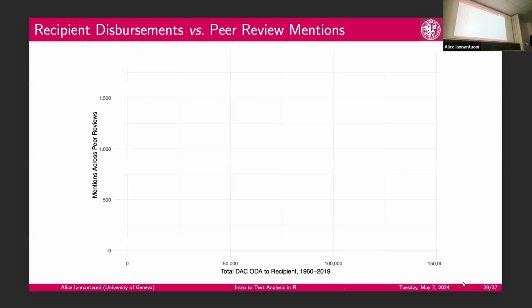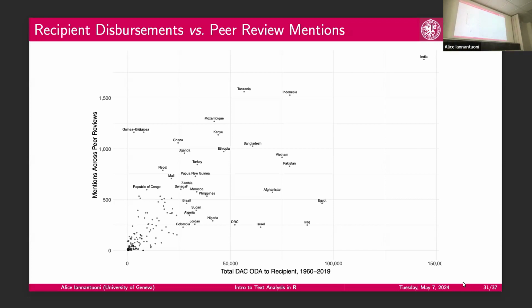So to show you some preliminary descriptives here, I'm going to show you the correlation between the total foreign aid that a given recipient country has gotten between 1960 and 2019, and the number of times that same recipient is mentioned across the entire corpus of reviews. And as we might expect, it's a positive correlation, even though we have outliers on both sides, right? So for example, up here are countries that are mentioned quite a bit comparatively to receiving not a lot of aid. And down here, you have countries that get a lot of aid, like Egypt, Iraq, Israel, Afghanistan, but they are not mentioned as much in the reviews.